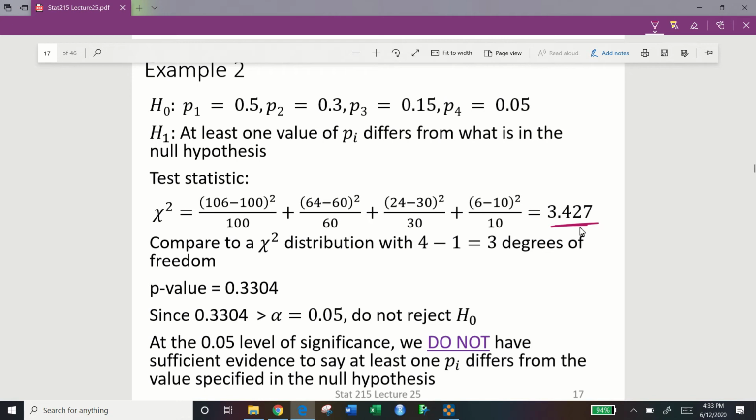If we plug it into StatCrunch, we will get a p-value of 0.3304. Since 0.3304 is clearly greater than our alpha value of 0.05, we will not reject our null hypothesis. This means at the 5% significance level, we do not have sufficient evidence to say at least one Pi differs from the value specified in the null hypothesis.